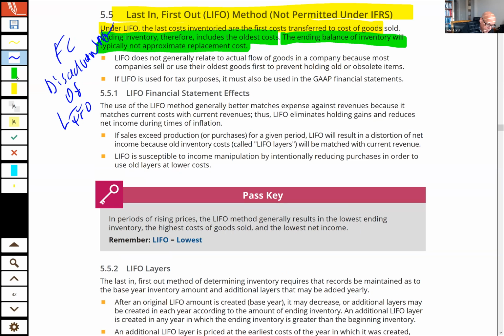LIFO does not typically relate to the actual flow of goods. Most companies are probably going in a FIFO direction. I came up with an example that's a true LIFO, but for the most part, most companies are going to sell you their stuff FIFO method because Safeway doesn't want to get stuck with rotten milk. But they could use what? They could use the LIFO method, even though their goods are actually going out FIFO, right? Okay. Let's go ahead and flashcard this.